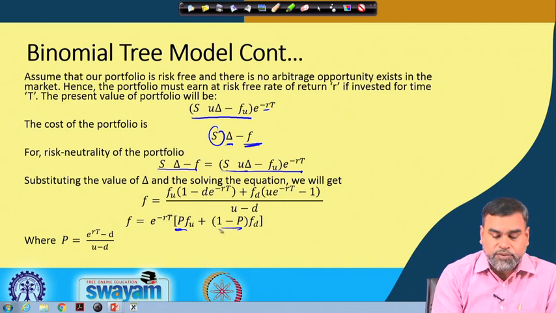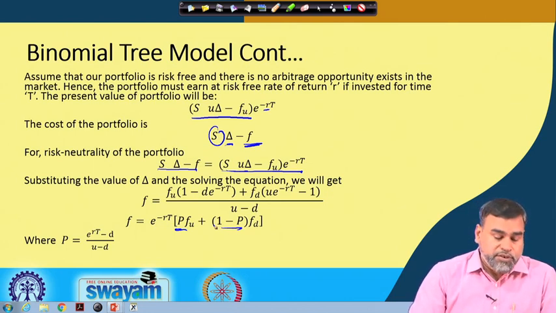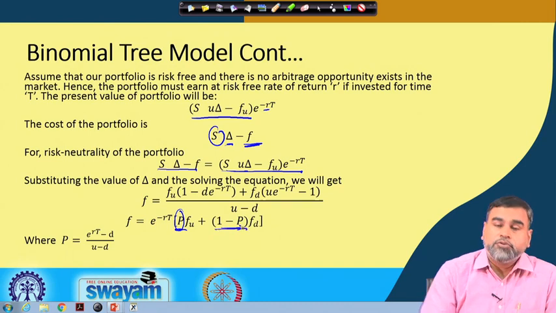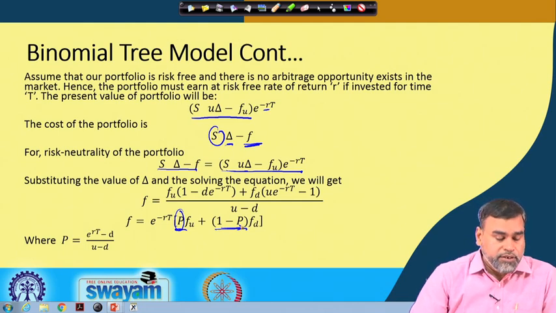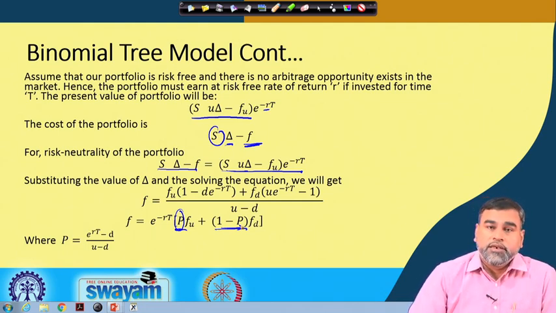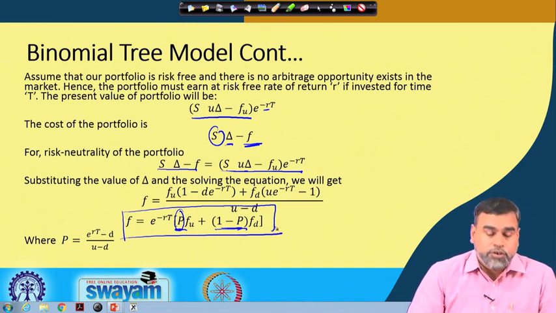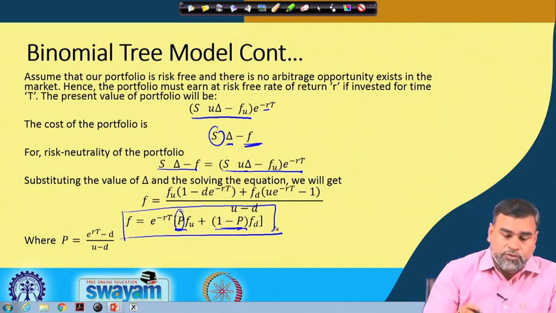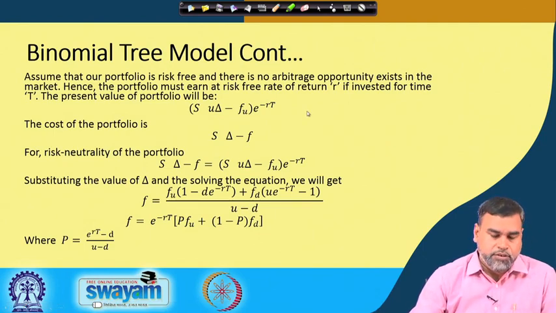This p and 1 minus p show the probability of increase of the price and the probability of decrease of the price. The total probability is 1, p shows the increase and 1 minus p shows the decrease. How is p calculated? p is equal to e to the power R t minus d divided by u minus d. So, this is what we tried to find out, that f is equal to e to the power minus R t into p f u plus 1 minus p f d.